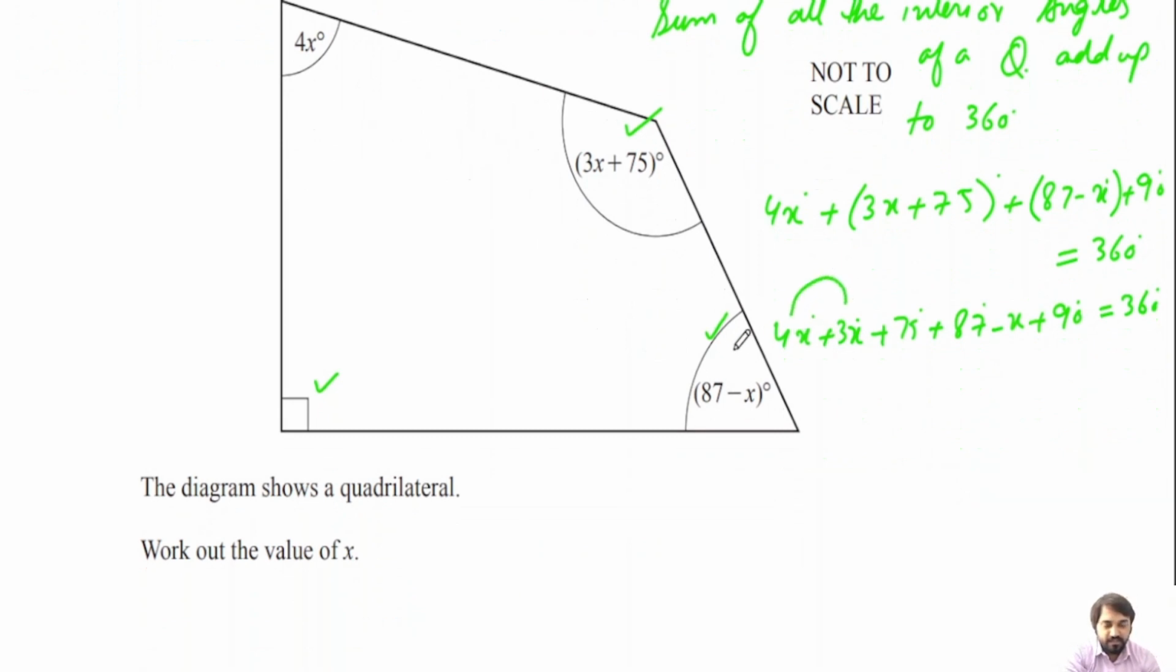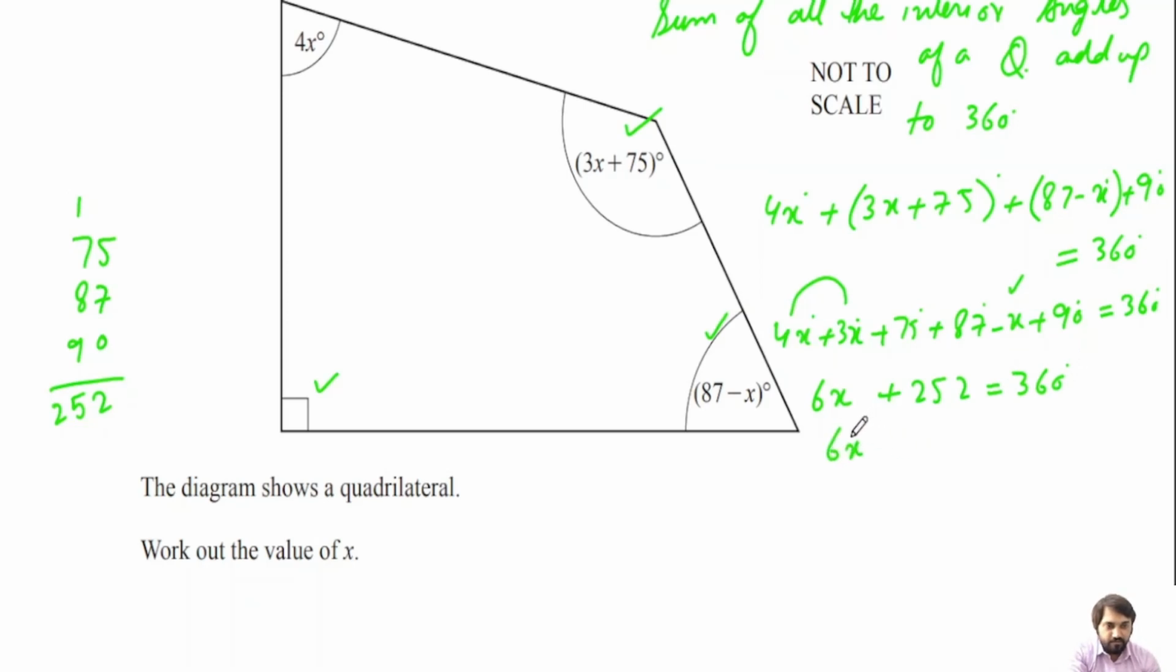4x plus 3x, that is 7x. Now 7x minus x, that will be 6x. So we have 6x. And what about 75, 87 and 90? We have to add them. That will be 252. So 6x plus 252 is equal to 360 degrees.